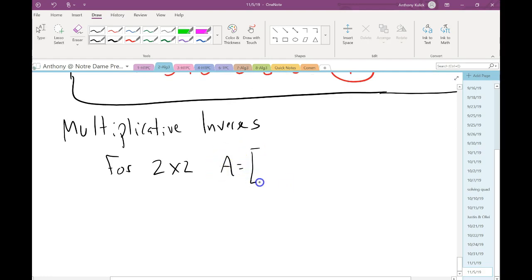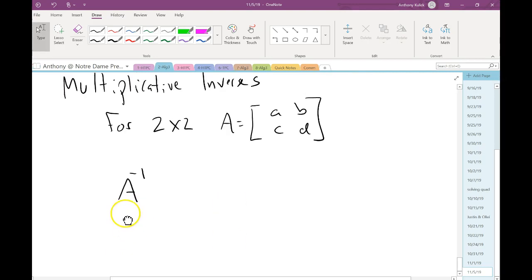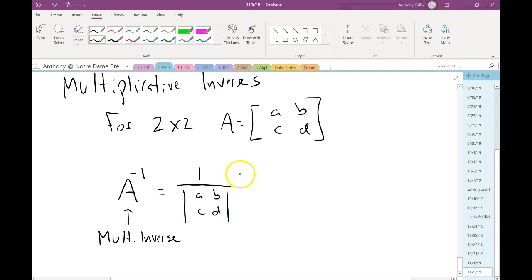If my matrix A is the matrix A, B, C, D, my multiplicative inverse, which I'm going to write this way with a negative 1 exponent, this just means multiplicative inverse. It's going to be 1 over the determinant of A times the matrix D, negative B, negative C, A.